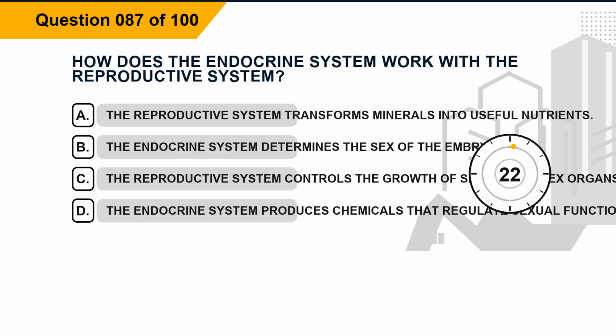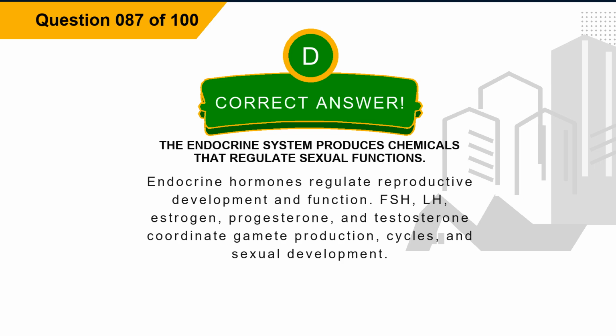Question 87. How does the endocrine system work with the reproductive system? Option A. The reproductive system transforms minerals into useful nutrients. Option B. The endocrine system determines the sex of the embryo. Option C. The reproductive system controls the growth of secondary sex organs. Option D. The endocrine system produces chemicals that regulate sexual functions. The correct answer is option D. The endocrine system produces chemicals that regulate sexual functions.